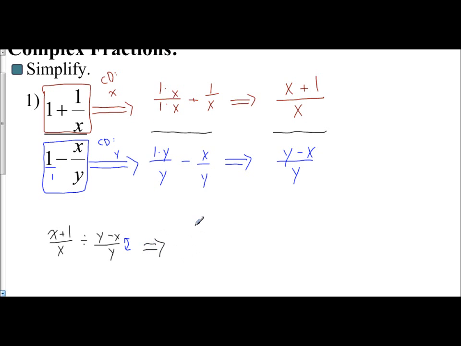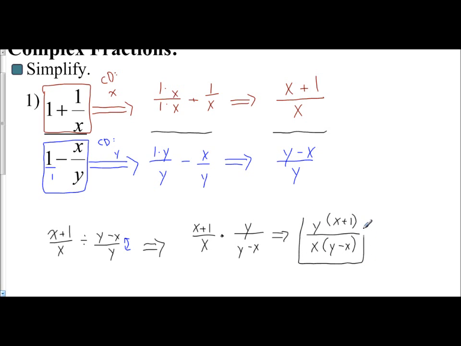So the first one stays the same, x plus 1 over x. And you flip the second one, so the y goes on top and the y minus x goes on the bottom. And then I just multiply. I have y times x plus 1 on the top, and I have x times y minus x on the bottom. We just leave that alone as is. It cannot be simplified from there.